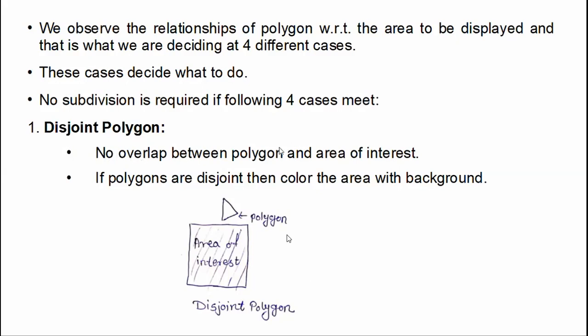There is no overlap between the polygon and the area of interest. As you can see in this figure, this is the area of interest, that is your screen, and this is the polygon. These two elements are separate.